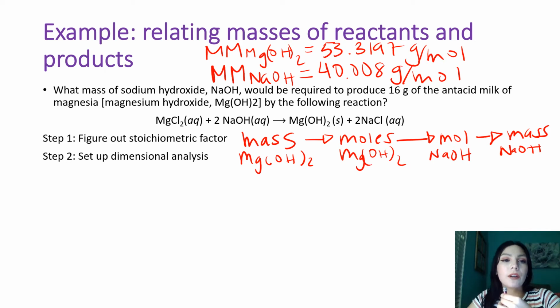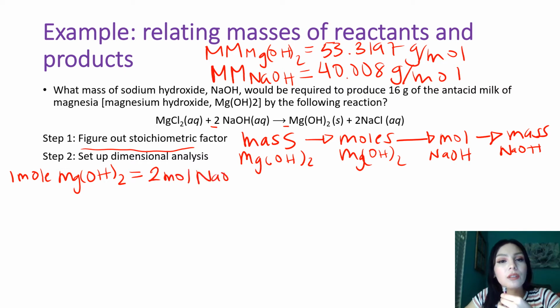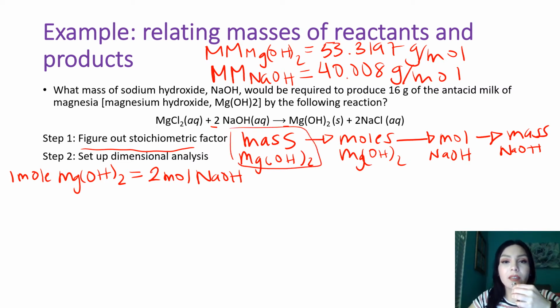First, we need to figure out our stoichiometric factor, based off the coefficients here, and this equation is balanced. You should always check it, but I know this one's balanced, so just for the sake of time, 1 mole of magnesium hydroxide is produced from 2 moles of NaOH being reacted. So like I said, we're following this plan. We're going to start off with our mass of magnesium hydroxide, which is 16 grams.